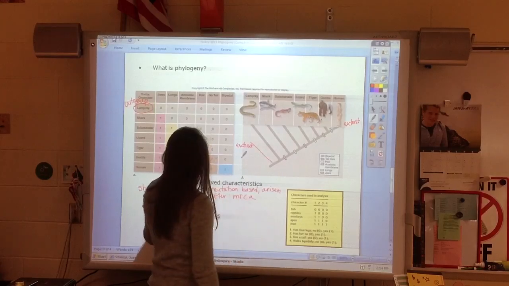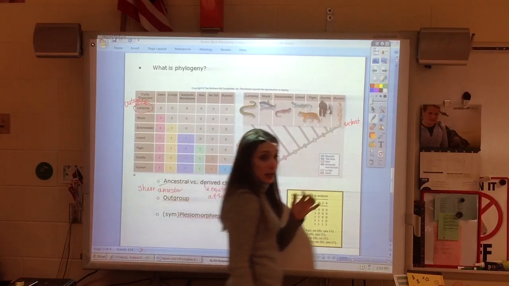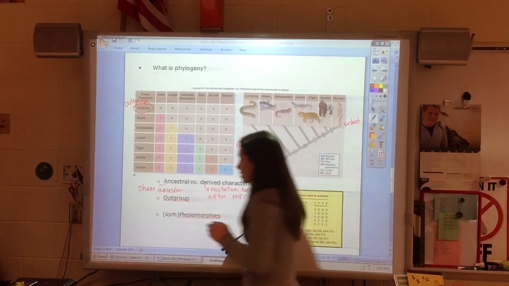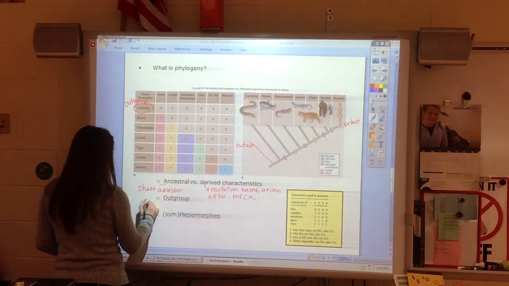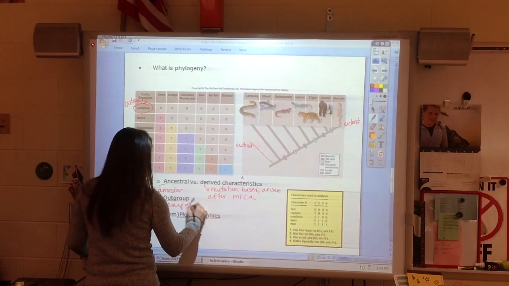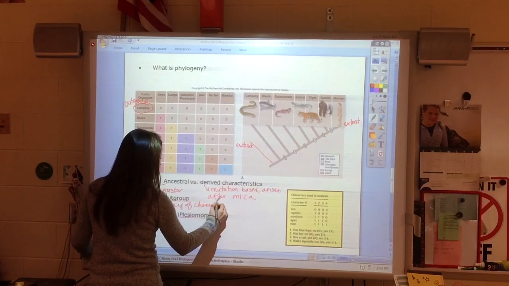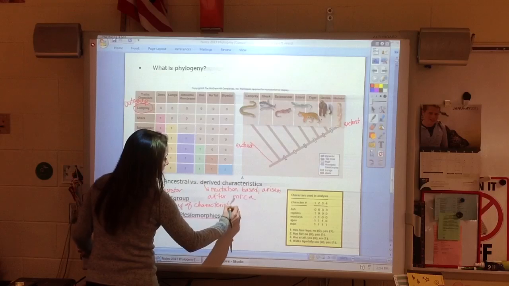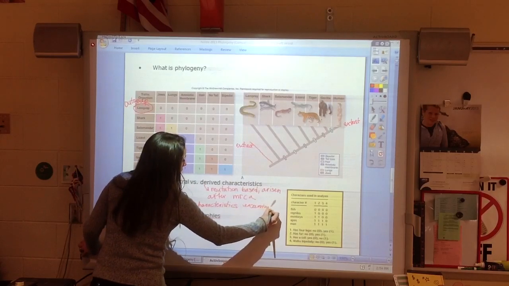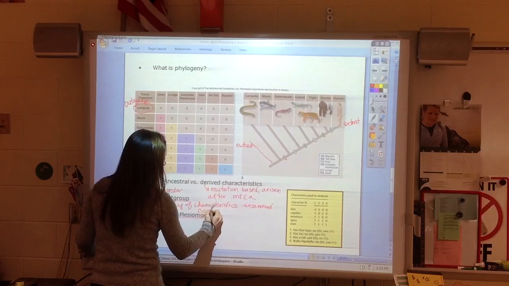So we want to be able to use these two terms, ancestral and derived. The outgroup we've already mentioned is the one that does not have any of the characteristics that we're examining. And they're really there kind of as a comparison.